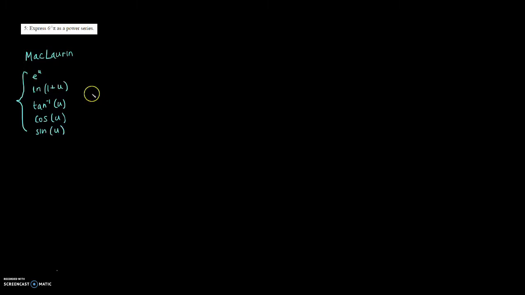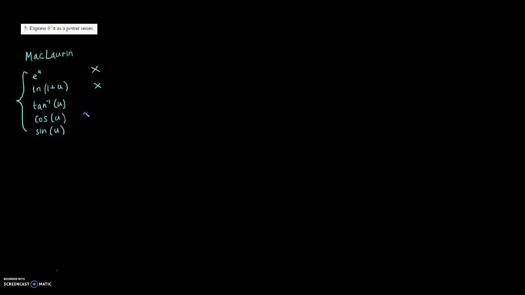Number 5, express pi over 6 as a power series. So you should first know all 5 of your Maclaurin series. So I've listed them right here. So let's go through each one of them and see which one would work for this problem. e to the power of u, that wouldn't work. ln(1 plus u), that wouldn't work either.